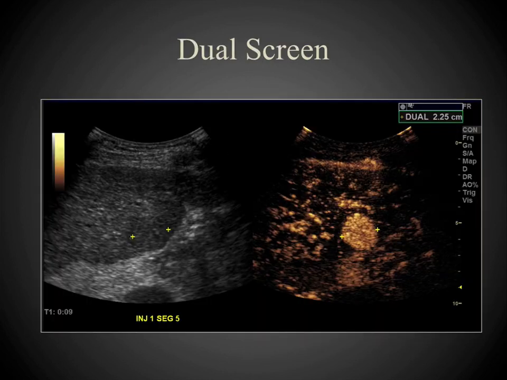Image display requires a visible timer for documentation of vascular changes starting at time 0, corresponding with the contrast injection at the saline flush. In addition, dual monitor display, as shown here, is essential for correlation of the low mechanical index grayscale image on the left and the CEUS image on the right to allow for correct localization of enhancement or washout with the baseline nodule.